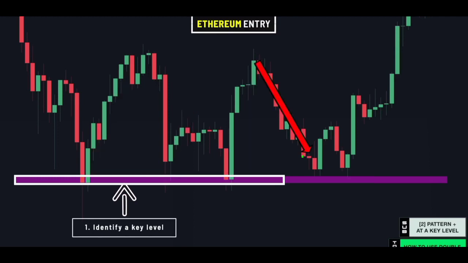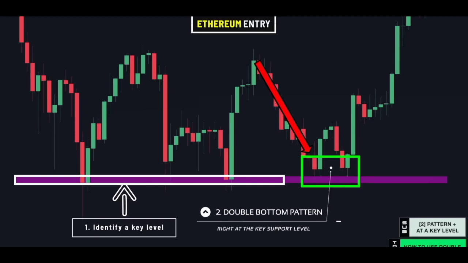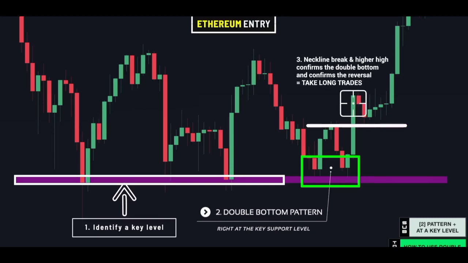As price comes back down, it creates a double bottom pattern at the support level. So again, to confirm the reversal, neckline placed at the recent swing high, and once price breaks through the neckline and makes a higher high, your trend change from a downtrend to an uptrend is confirmed, and you would then take trade entries long through the lower intraday timeframes.